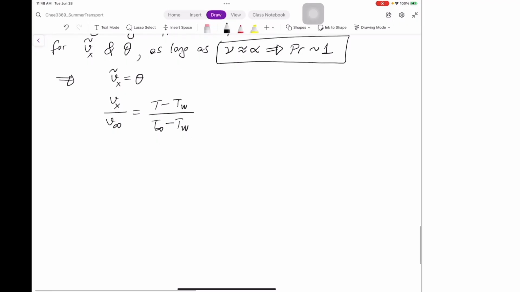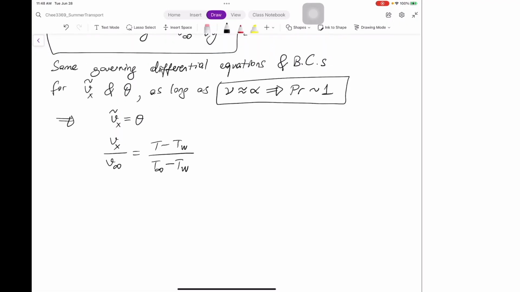Okay, and it's very important to realize that nu is a property of the fluid itself, and alpha is a property of the fluid itself. It doesn't have anything to do with how fast the fluid is moving. It's just exactly which fluid it is. Is it water or is it mercury which is flowing around the plate, which is going to make us argue whether the Prandtl number is 1 or not.